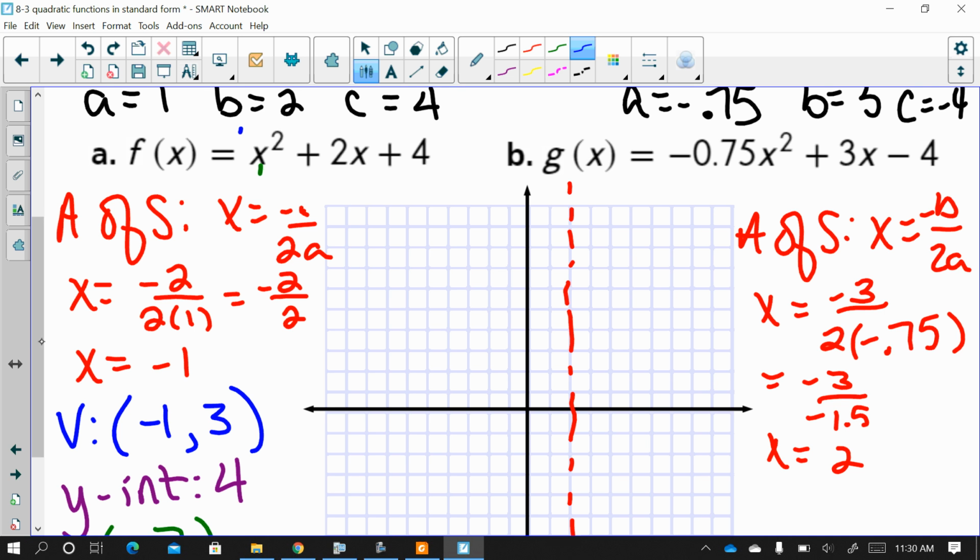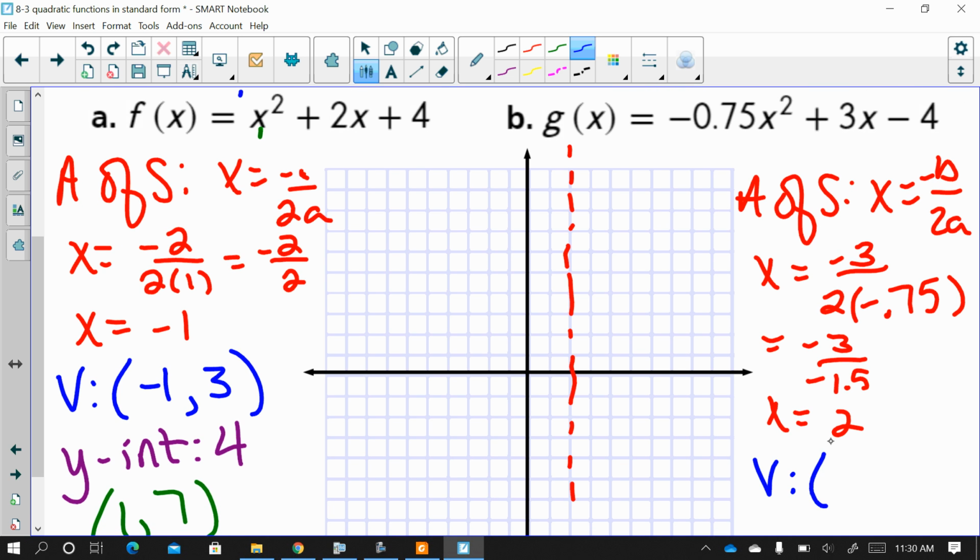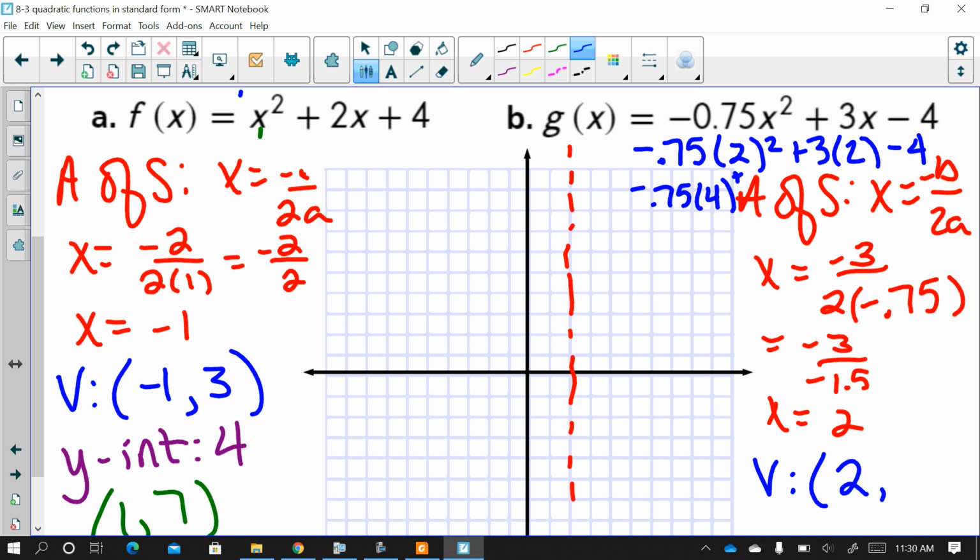Okay, next thing I need to find is my vertex. Well, I know the x-coordinate, so let's plug in 2. So negative 0.75 times 2 squared plus 3 times 2 minus 4. Well, 2 squared is 4, so I have negative 0.75 times 4 plus 6 minus 4. Negative 0.75 times 4 is negative 3, plus 6 minus 4. Negative 3 plus 6 is a positive 3. Minus 4 is a negative 1. So my vertex is the point 2, negative 1.